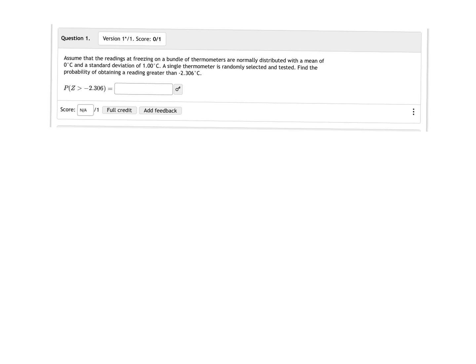Assume the readings of a freezing on a bundle of thermometers are normally distributed with a mean of 0 degrees and a standard deviation of 1. So it has a standard normal curve, essentially, 0 in the middle, standard deviation of 1. A single thermometer is randomly selected and tested to find the probability of obtaining a reading greater than negative 2.306 would be here on the number line.